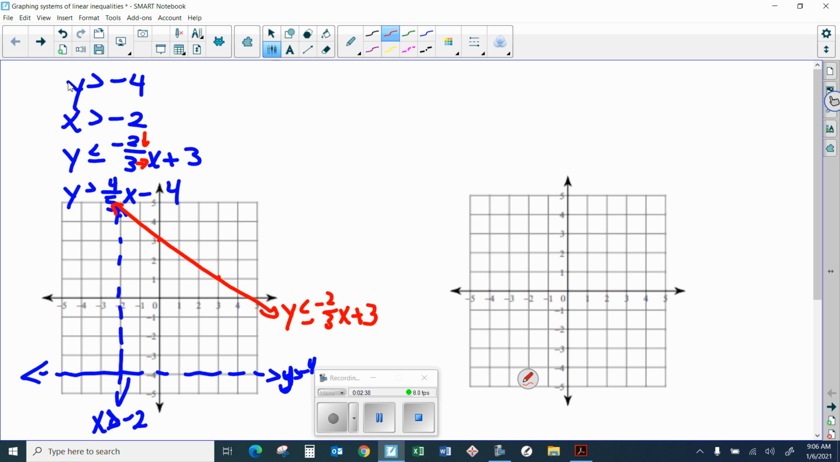And lastly, I have y equals 4/5 x minus 4. Start at -4 and go up 4 and right 5. So up 4, right 5 puts it right there. It doesn't have an equal sign, so I know it's dashed. Okay, arrows at the end. And I have y is greater than 4/5 x minus 4.